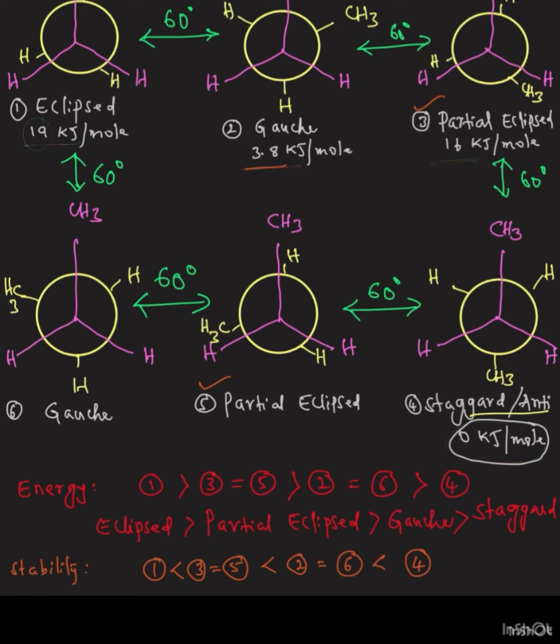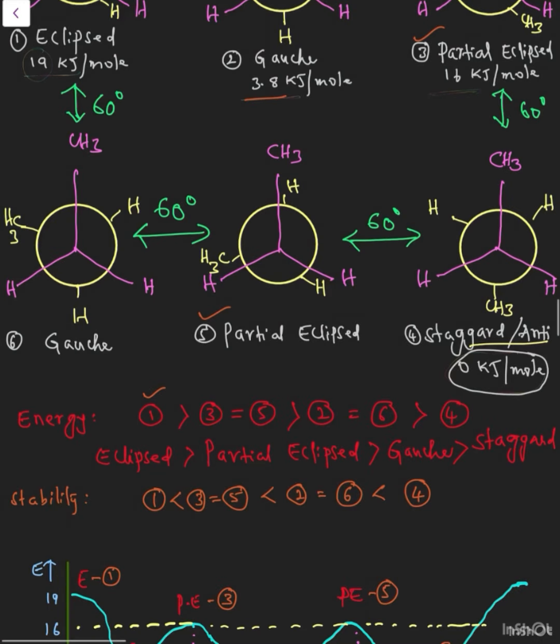So the energy order becomes 1 is greater than 3 and 5, because 3 and 5 are both partially eclipsed and have the same energy, which is greater than 2 and 6, which is greater than the 4th. So the order is eclipsed first, then partially eclipsed as third and fifth, then Gauche, and staggered. Stability is the reverse of this. Energy and stability are inversely proportional.